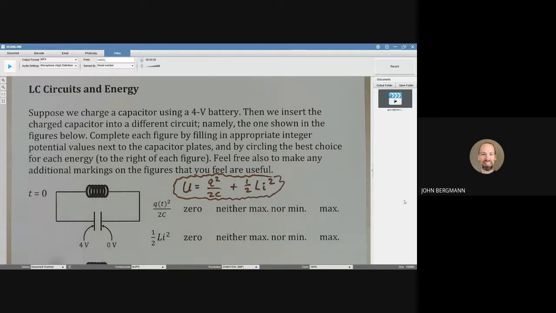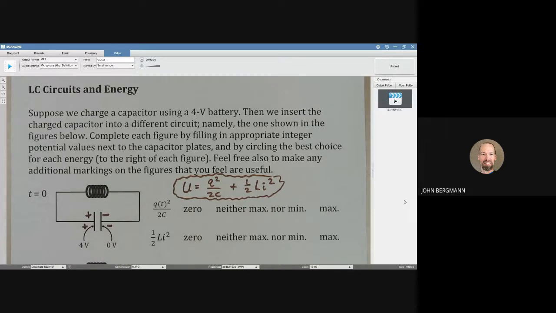When we start here, you can see we have charged up our capacitor with a 4-volt battery. So we might say that one plate is charged to 4 volts and the other one is charged to 0 volts. So maybe I want to put a couple of plus signs there and a couple of minus signs to indicate that one side has a higher potential than the other.